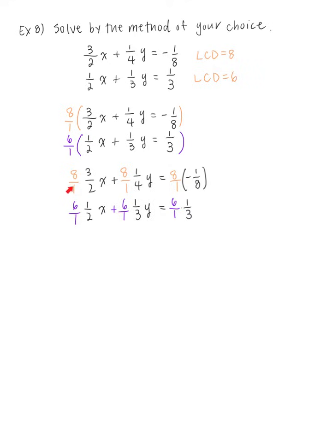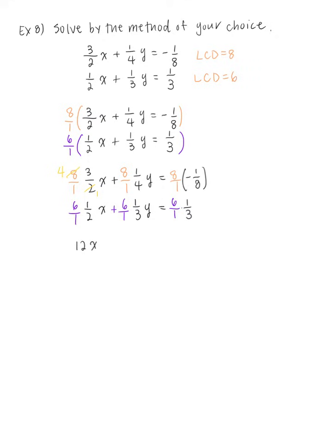Now let's take one equation at a time. Let's first look at this term here. Do you see that 2 goes into 2 once, and also into 8 four times? So here I can reduce this a little bit. 2 goes into 2 once, and into 8 four times. So what's left over? We have 4 over 1 times 3 over 1 times x. So that's just 12x.